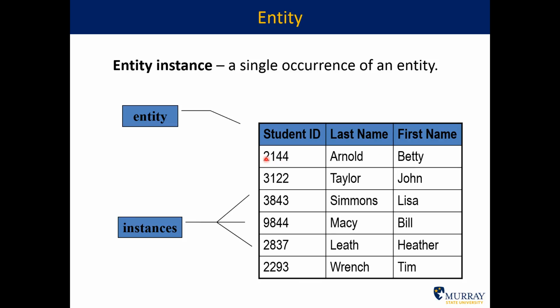So as you can see here, each row here represents a specific student. For example, a student named John Taylor, a student named Bill Macy, a student named Heather Leith. Okay, so all those rows, they are specific instances or manifestations of that entity. Okay. Now, if rows represent specific instances or manifestations or examples or occurrences of that specific entity, what do you think columns represent? Just think about it for a second. What do you think columns represent?